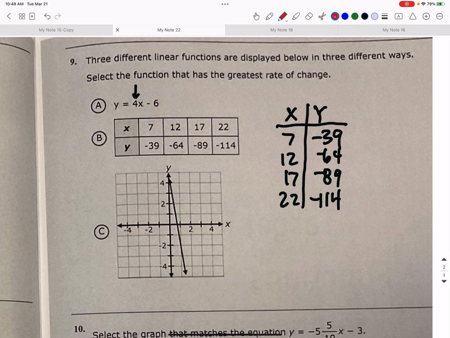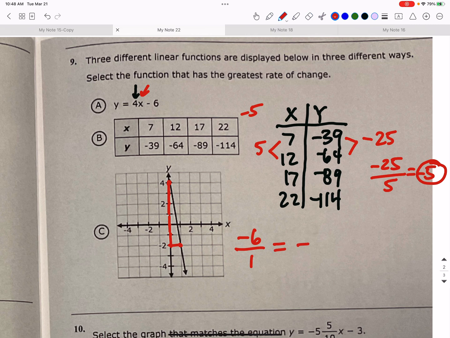All right, let's see. This one goes down by, how much does that go down? Is that 25? Down by 25. And this one goes up by 5. So negative 25 divided by 5 is negative 5. Okay, so this one has a slope of positive 4. This one has a slope of negative 5. This one kind of looks like it goes from there to about there. Down 1, 2, 3, 4, 5, 6. Down 6 over 1. So this one has a slope of negative 6.